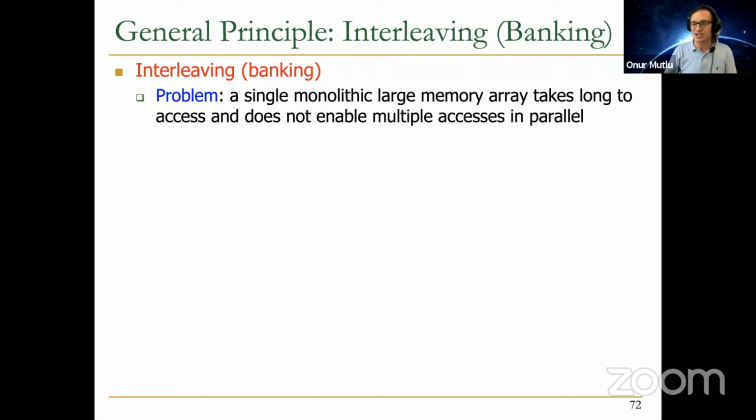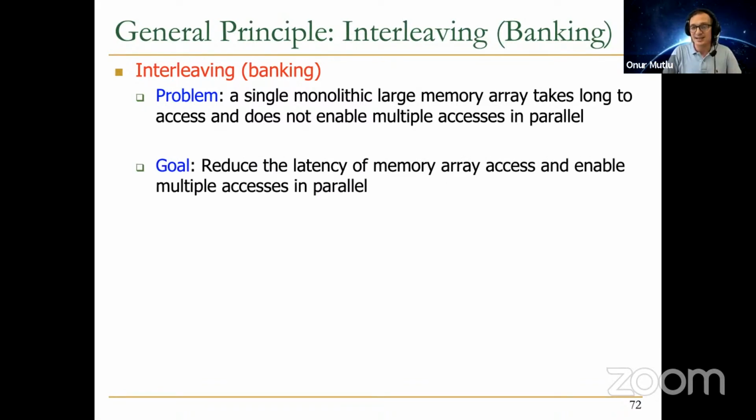You cannot make it too large, or if you make it too large, it becomes too slow. Essentially, if that large memory array takes too long to access, that's one problem with it. Another problem with a huge monolithic memory array is that it doesn't enable multiple access in parallel unless you have multiple ports to it. Multiple ports are expensive, as we discussed. So I'm not going to assume multiple ports here. But basically, a huge, large physical monolithic memory array has 2 problems. It takes too long to access because the interconnects are long, both the word lines and the bit lines. And you cannot do multiple access in parallel.